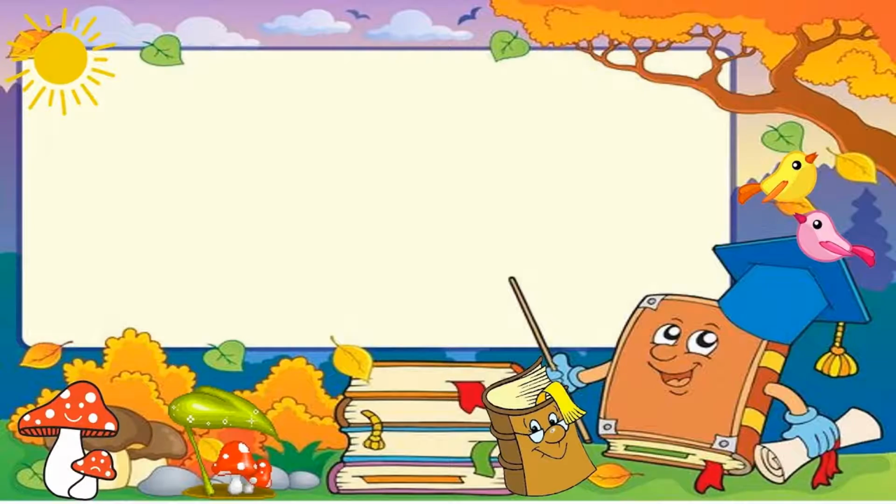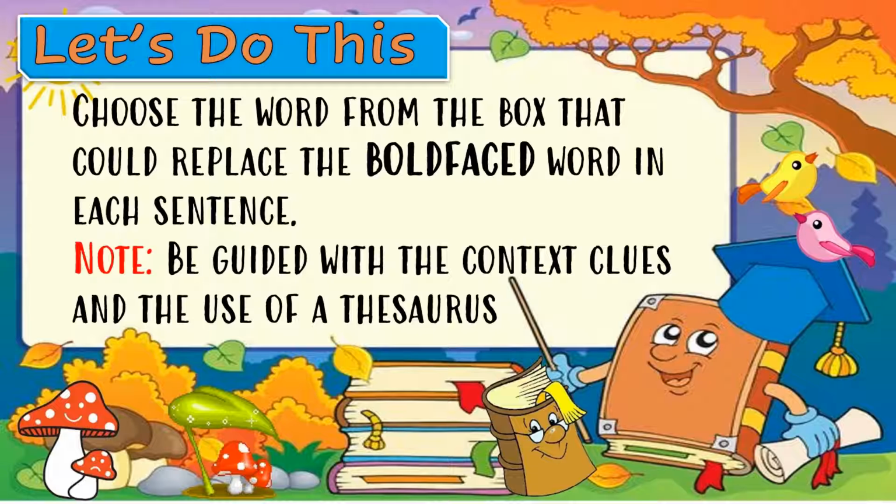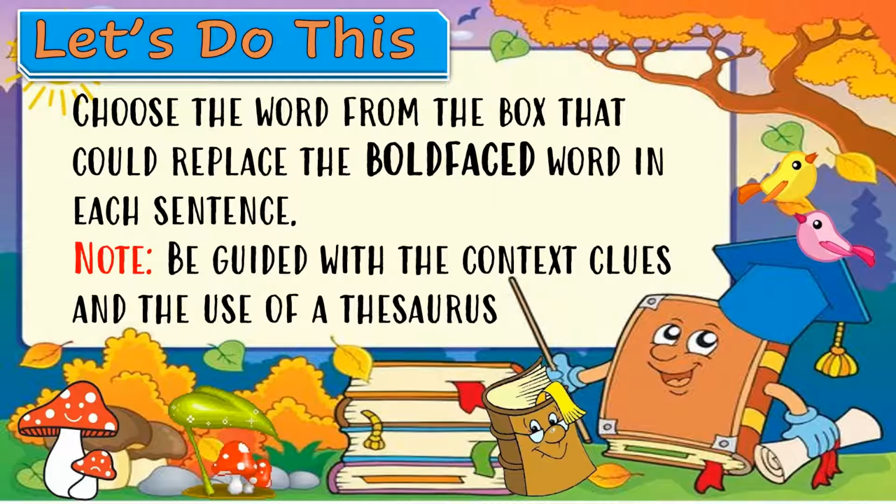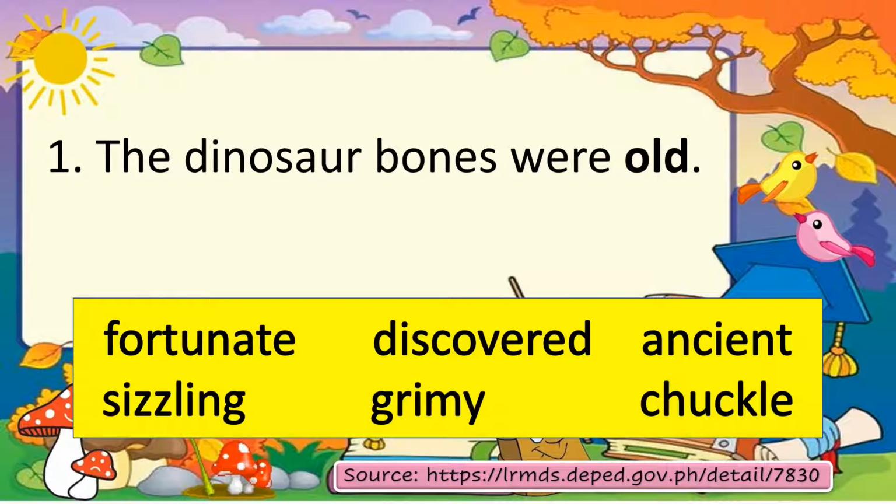Now, let's try to do this activity. Choose the word from the box that could replace the bold-faced word in each sentence. Note, be guided with the context clues and the use of a thesaurus. Number 1. The dinosaur bones were old. The bold-faced word here is the word old. What is the meaning of the word old? Very good! It is the word ancient.